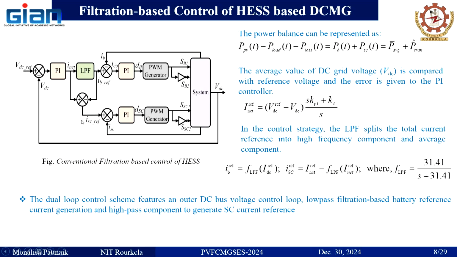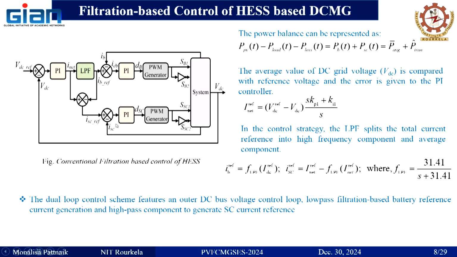This filtration based control I explained in detail yesterday. We are segregating the high pass component and low pass component through a low pass filter. If you see, the net current is subtracted from the battery reference current and we generate the supercapacitor reference current. So, this is a conventional filtration based control. Yesterday I showed results with this type of control for this PV HESS based microgrid.